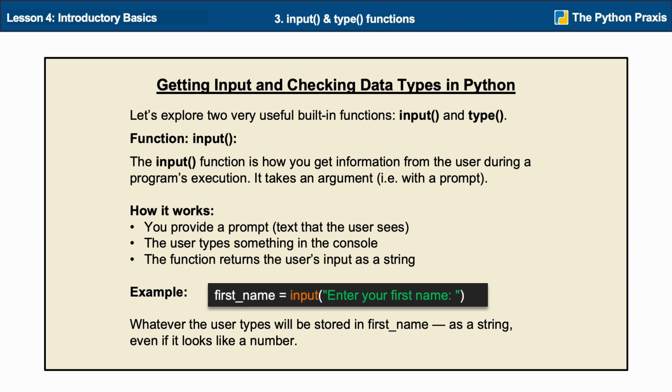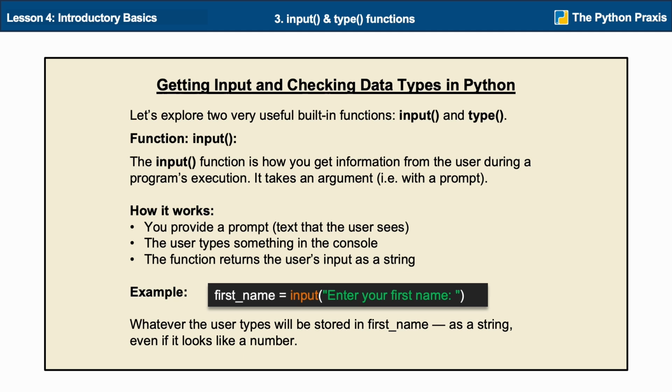Here's how it works. You provide a prompt, a text that the user sees. The user types something in the console, and the input function returns the user's input as a string. Whatever they type becomes a string, even if it looks like a number. For example, first_name = input("Enter your first name").